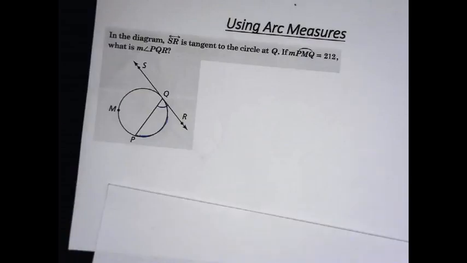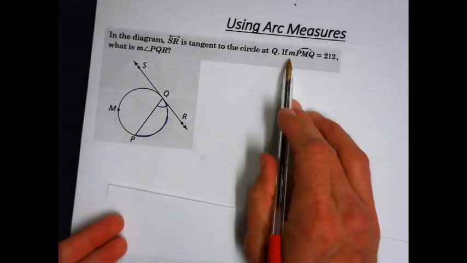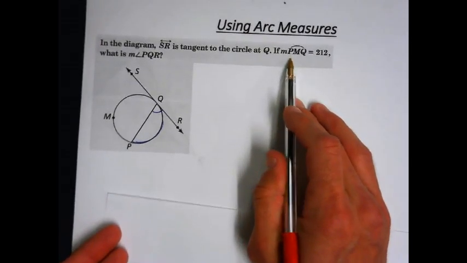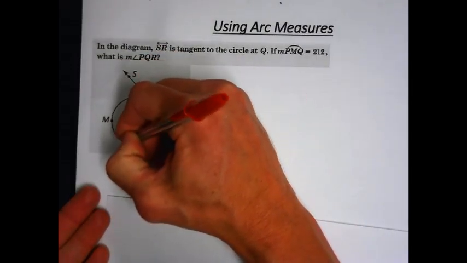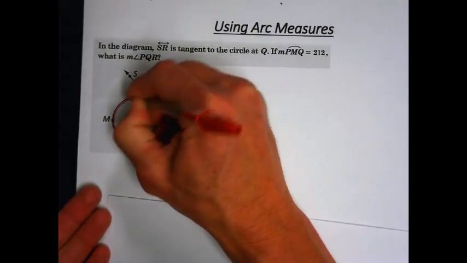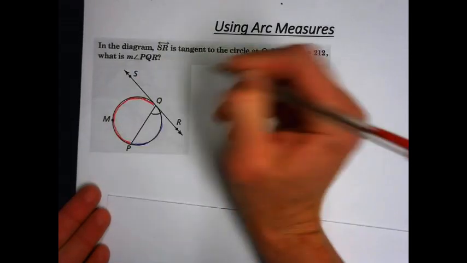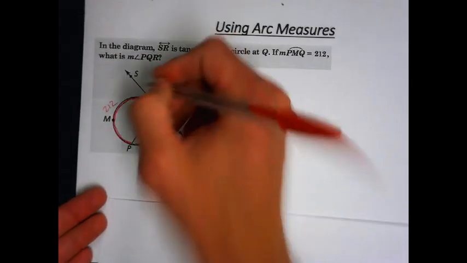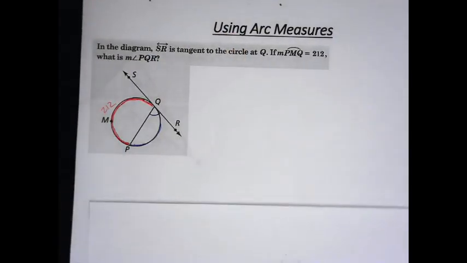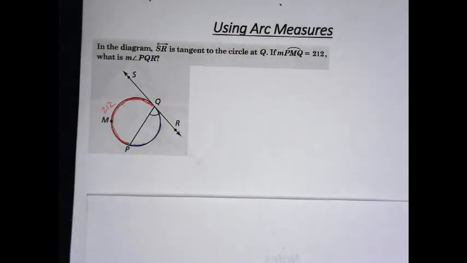We know from the note that the angle is half the arc, but we have to look at what is given to us. What is given to us is the arc measure PMQ, which I'm highlighting in red here, and that is 212.